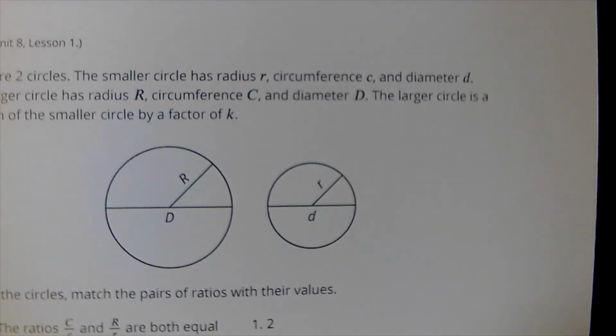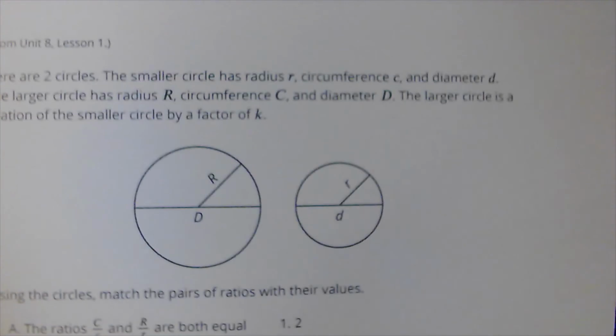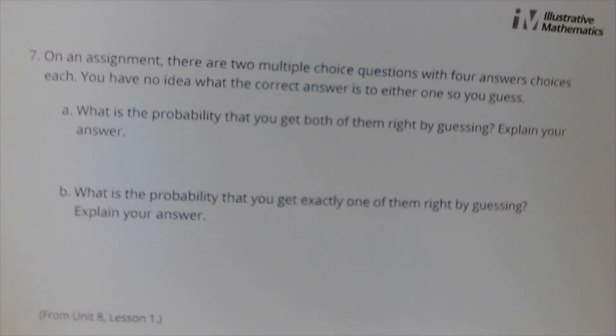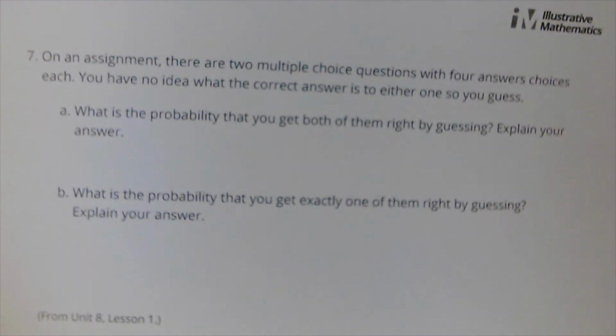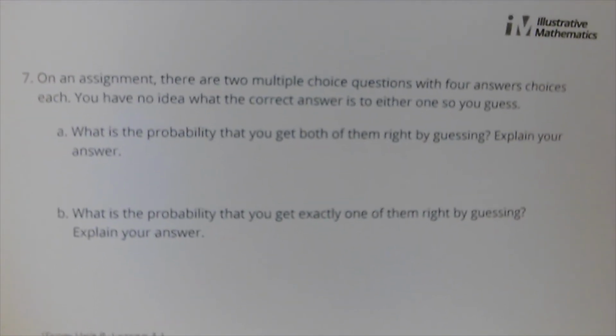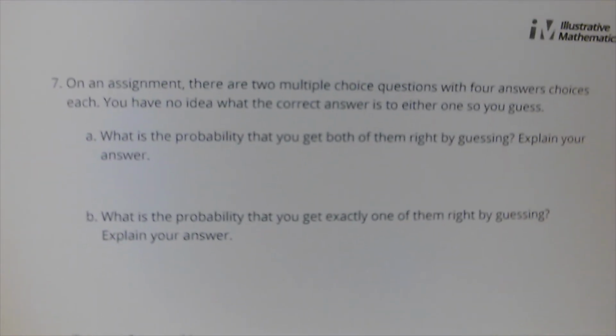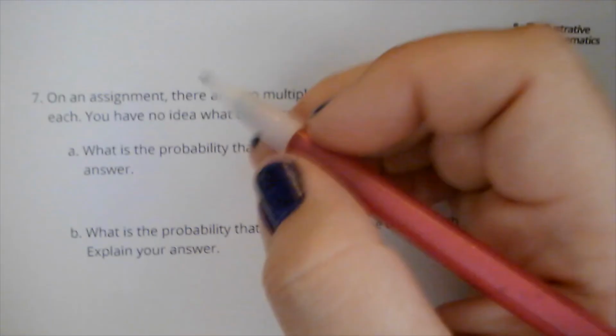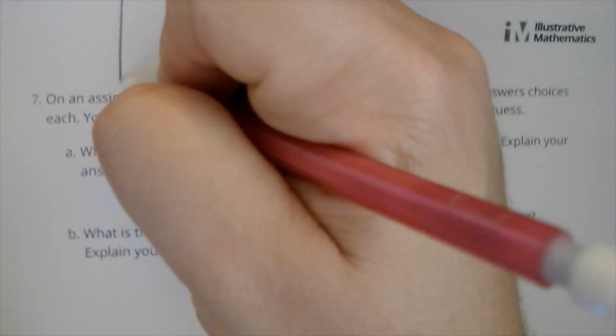All right, last question. So we didn't have to do this one here. Number 8, cross that off. But let's look at number 7. This was a toughie. On an assignment, there are 2 multiple choice questions with 4 answer choices each. You have no idea what the correct answer is to either one, so you guess. You need to think about what the sample space looks like. And this is what I wrote on most people's papers when we went over this.